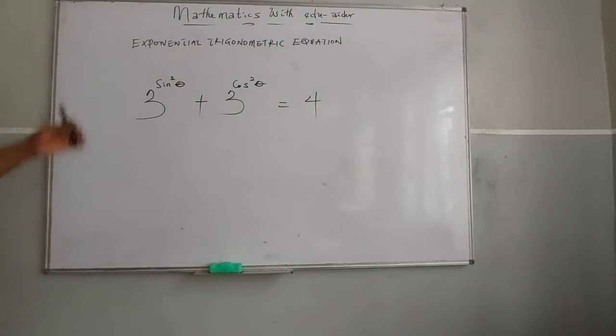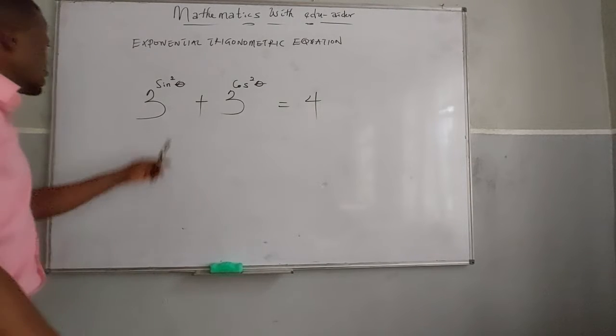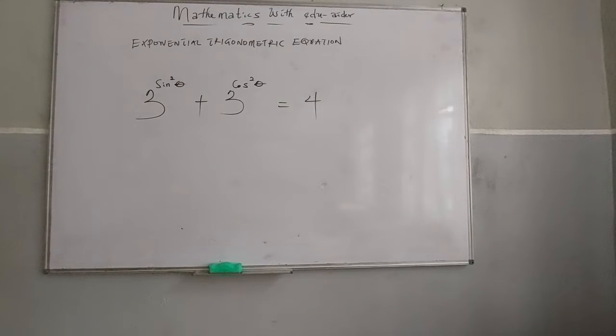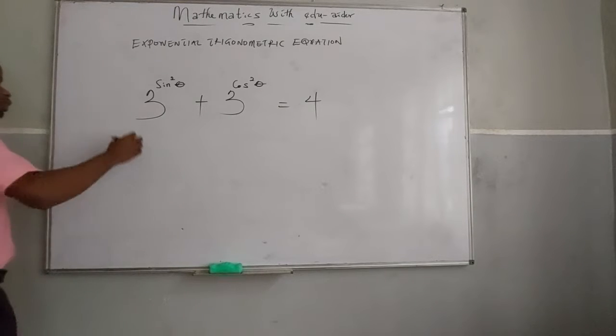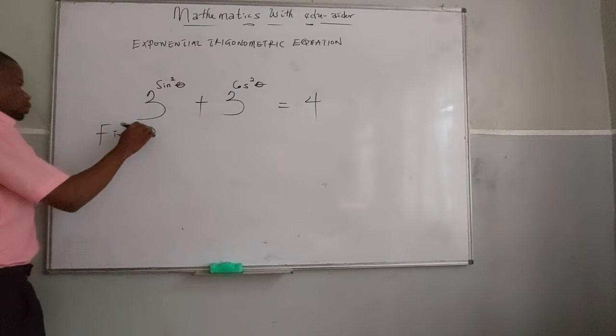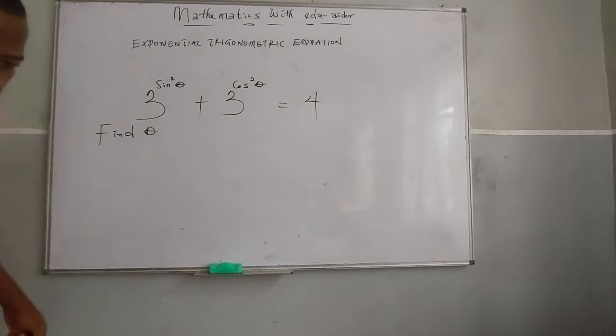Now, we are treating an exponential trigonometric equation. It's an equation, it's not linear. It's exponential because we have trig functions being the powers of those values that we are having in the equation. So now we are looking for theta. Find theta, where theta, of course, can be in the range such that 0 is less than or equal to theta, and theta is less than or equal to 360. But let's just find theta.